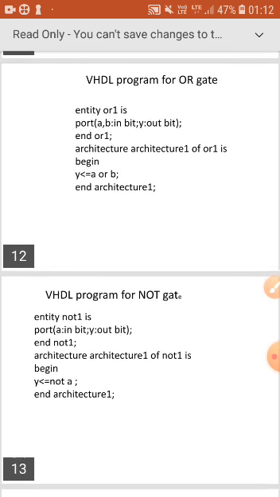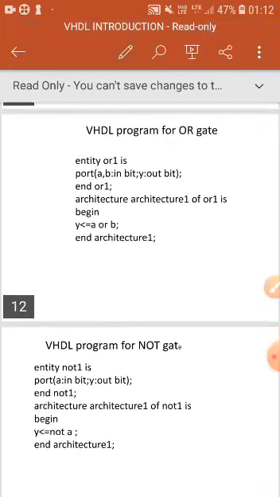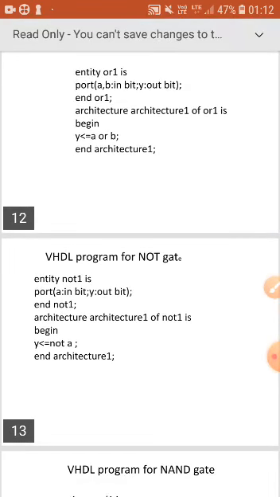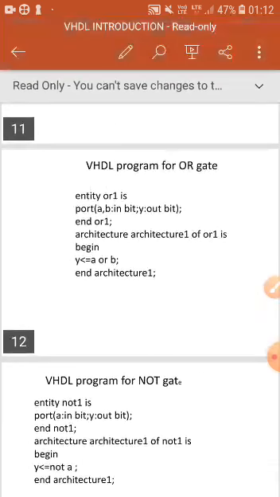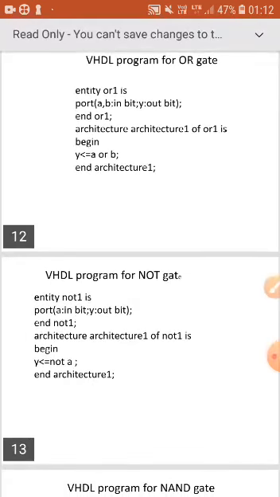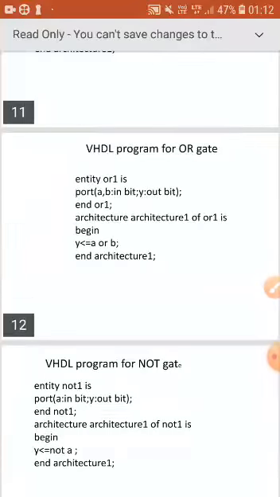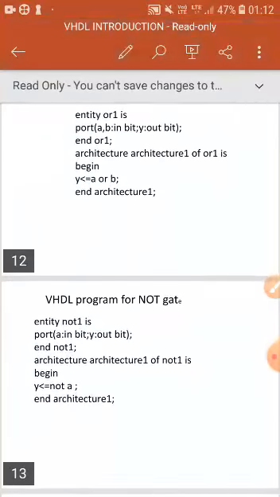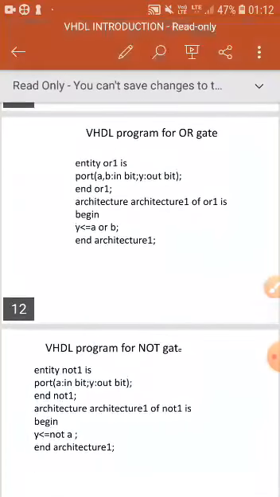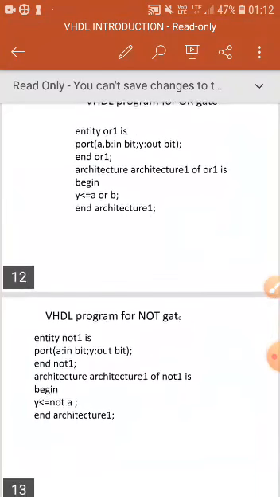A and B both are binary values, so here I am writing bit. Next, Y is the output, so Y colon out. Y is the binary value, so here I am using bit. Instead of bit you can use STD_LOGIC, which means standard logic. Next line, end entity name.